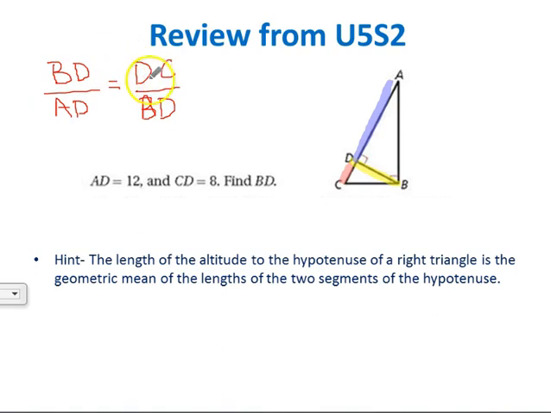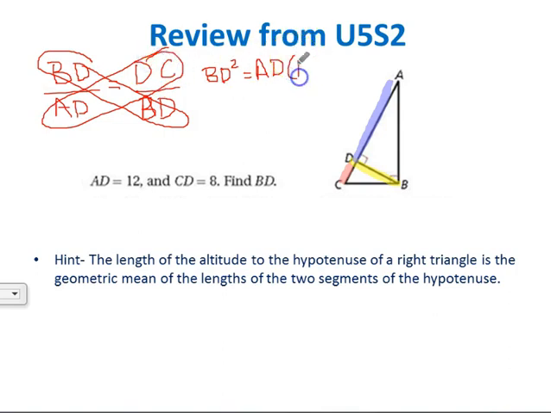And remember, when we have this, we end up with a geometric mean formula where BD squared is going to be equal to AD times DC, because really we're doing cross multiplication here. So we're trying to find the geometric mean, essentially, right? So let's plug in the information that we have. We're trying to find BD. We know the length of AD is 12, and the length of CD is 8.